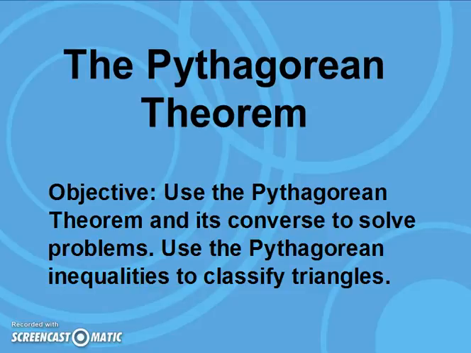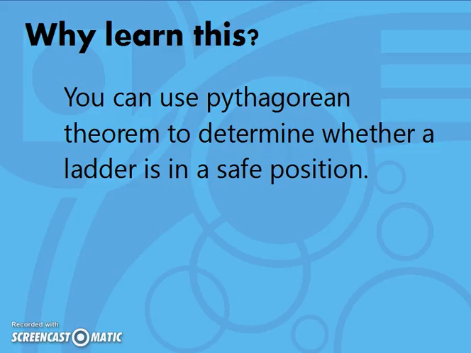The Pythagorean Theorem. Our objective is to use the Pythagorean Theorem and its converse to solve problems, as well as use the Pythagorean inequalities to classify triangles. Why learn this? You can use the Pythagorean Theorem to determine whether a ladder is in a safe position.